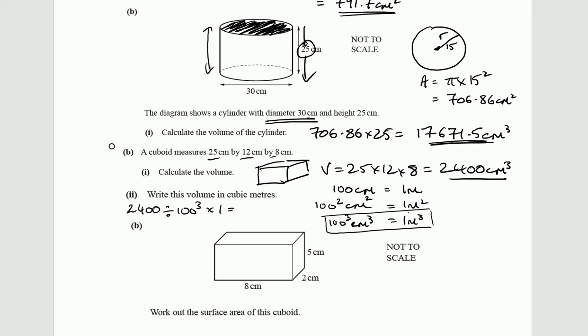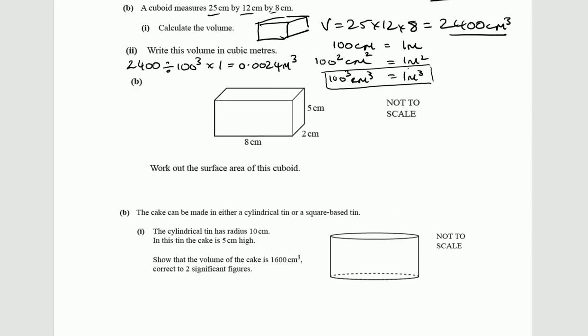So altogether, I'm getting 0.0024 cubic meters. It's not just a case of dividing by 100, because we are dealing with cubic units.